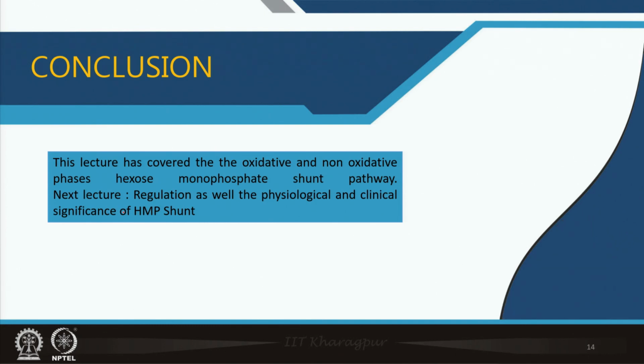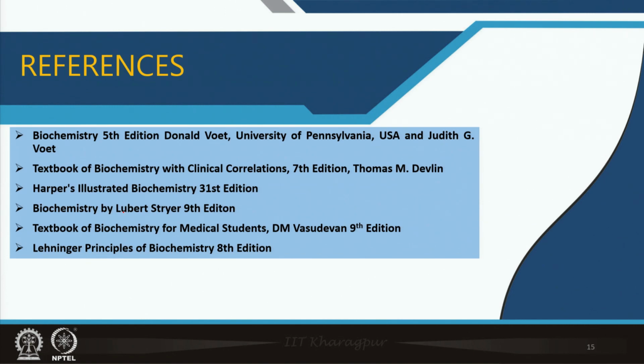Please note the importance of the products of HMP shunt, that is NADPH and pentoses, which are highly essential for all biological systems. So, these are my references for the lecture.